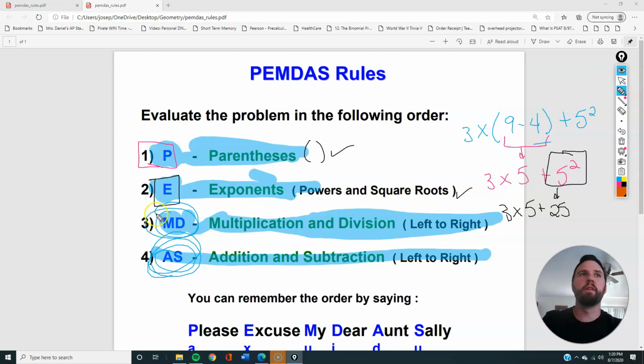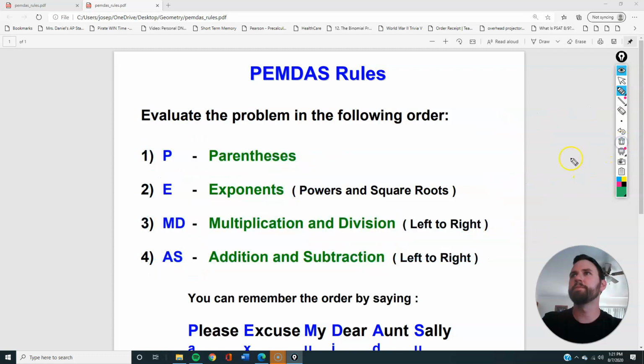Next, I'm going to look for my multiplication and division. Do I have any? I do. I have multiplication. So I'm just going to go straight left to right. 3 times 5 is 15. Are all those done? Yep. Check mark. And lastly, I'm going to look for my addition and subtraction, which I do have, addition. So I got 40.